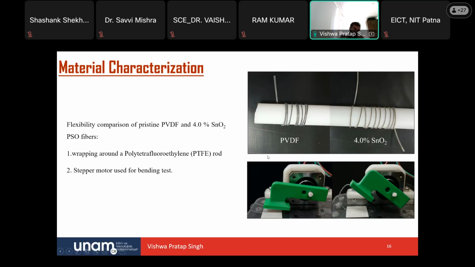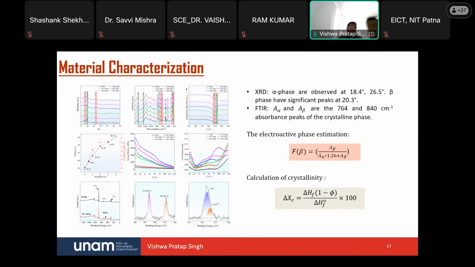So you can use these as a sensor by removing the outer layer. And we have also used these devices in some particular application. We also did the material characterization with the XRD, FTIR. Also, this is the storage modulus and loss modulus, and we calculated the beta phase. So here, what we need to see: in this case, as compared to pure PVDF, we can see the sharpness of the beta phase is increasing.